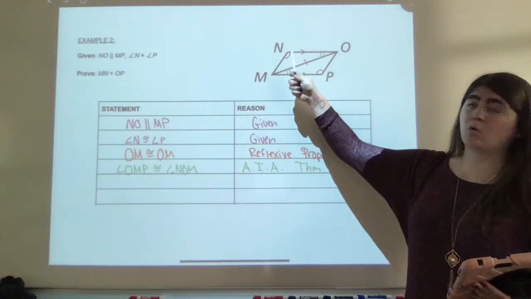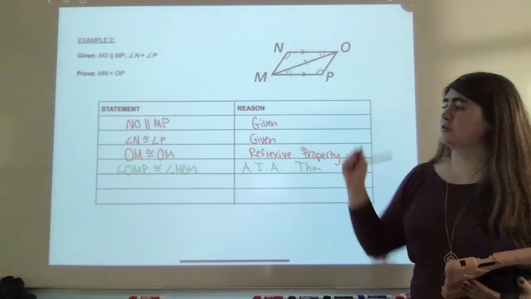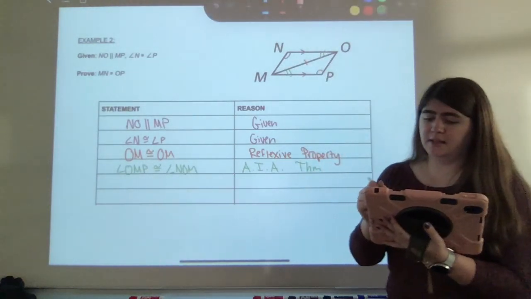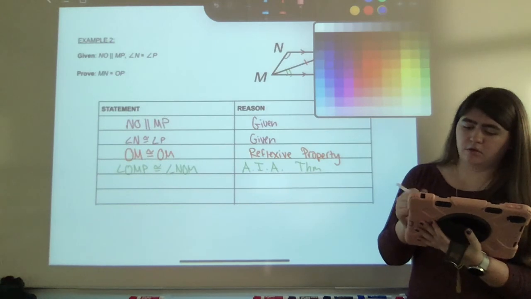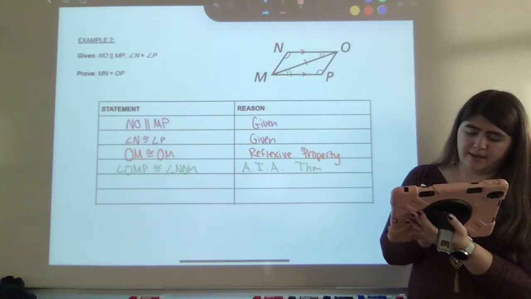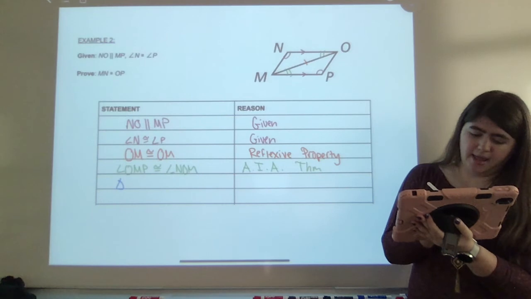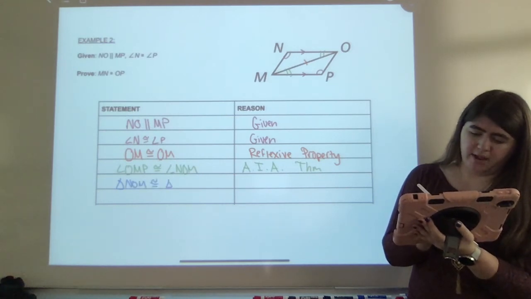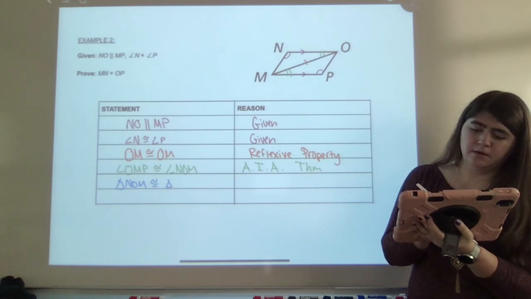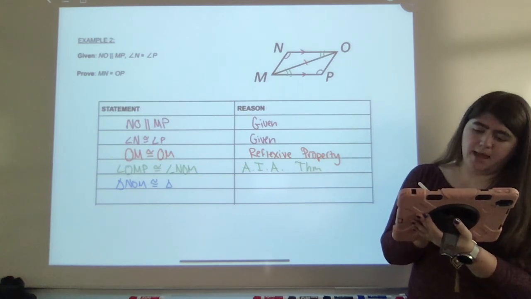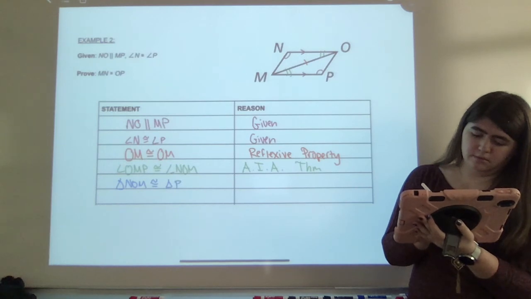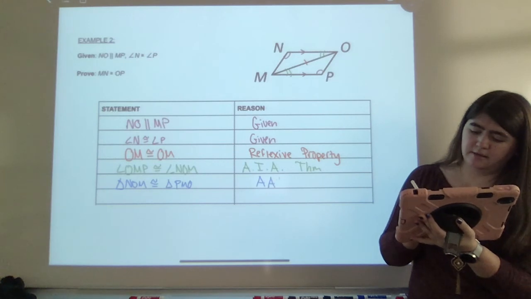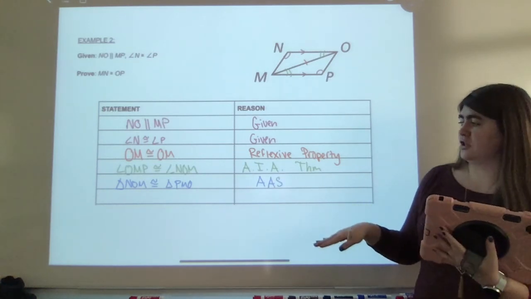Alright, so now I have this angle is congruent to this angle is congruent to that angle, in order, angle, angle, side. So I was able to show that these two triangles are congruent using the angle, angle, side congruence postulate. So I have triangle NOM is congruent to triangle PMO by the angle, angle, side congruence postulate.